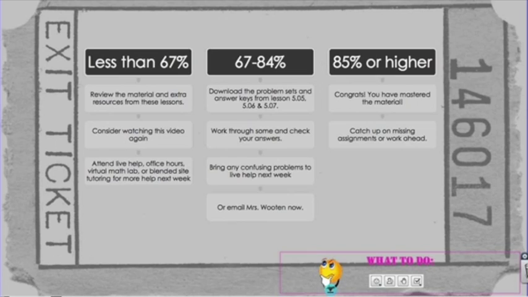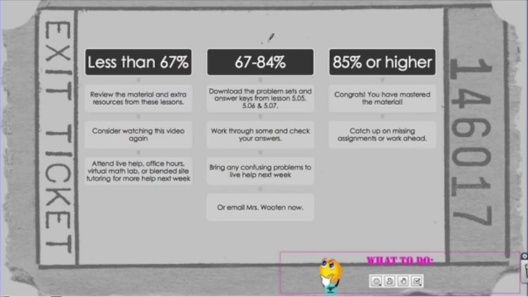All right, so for your exit ticket, there is not an official exit ticket today, but you do need to look through how well you did on this EdPuzzle lesson today. If you scored less than 67%, then you need to review the material and extra resources from these lessons. Consider watching this video again. Attend live help, office hours, virtual math lab, or blended site tutoring for more help next week.